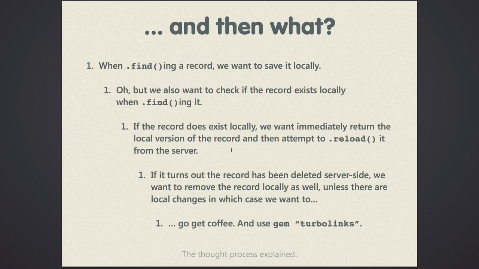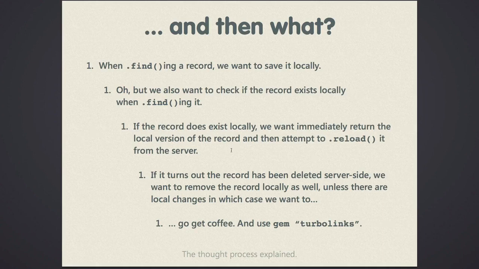This is where the thinking, at least for me, really starts to kick in, because this is where you start to realize what this offline thing is even about. What is it comprised of? You start to think, when I find a record, I want to save it locally. That's nice, because then it's saved locally. Oh yeah, but okay. So if it's saved locally and I find it, I want to return that one first.